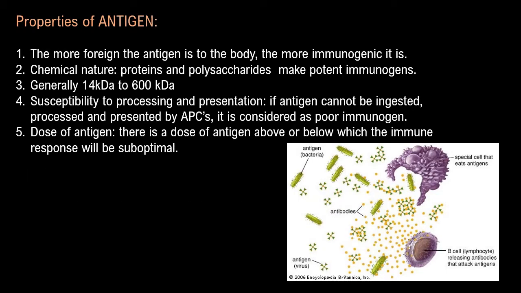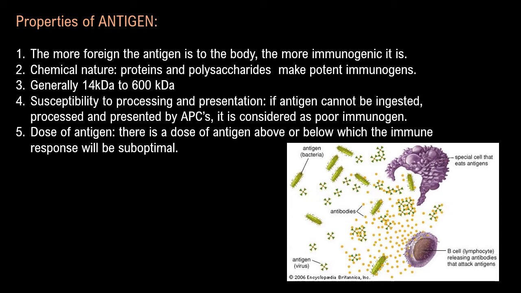Next, what are the properties or general characteristics of an antigen? The more foreign the antigen is to the body, the more immunogenic it is. What does immunogenic mean? It means it will trigger more immune response. Second is the chemical nature. Mostly antigens are proteins and polysaccharides, because they make a potent immunogen, which means a strong immunogen, a strong antigen which will trigger a good immunogenic response.